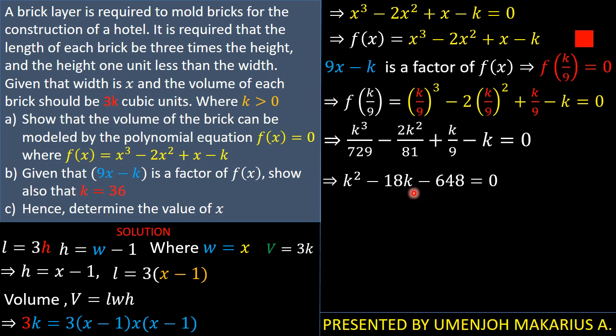Good. So in this case now we have a quadratic equation in terms of k. We need to solve and get the values of k, or to show that k is the same like 36, provided this condition k greater than 0 has been fulfilled.